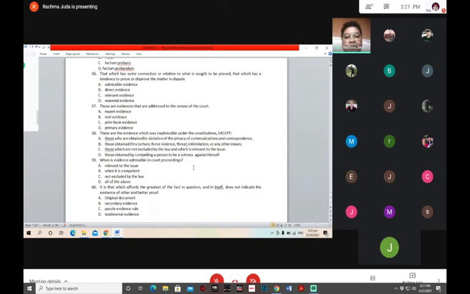So inadmissible na siya as evidence. Kanang bravo also inadmissible na siya as evidence. It's because ang confession, for example, was obtained by torture, force, violence, or threat. So dili na siya dawaton.